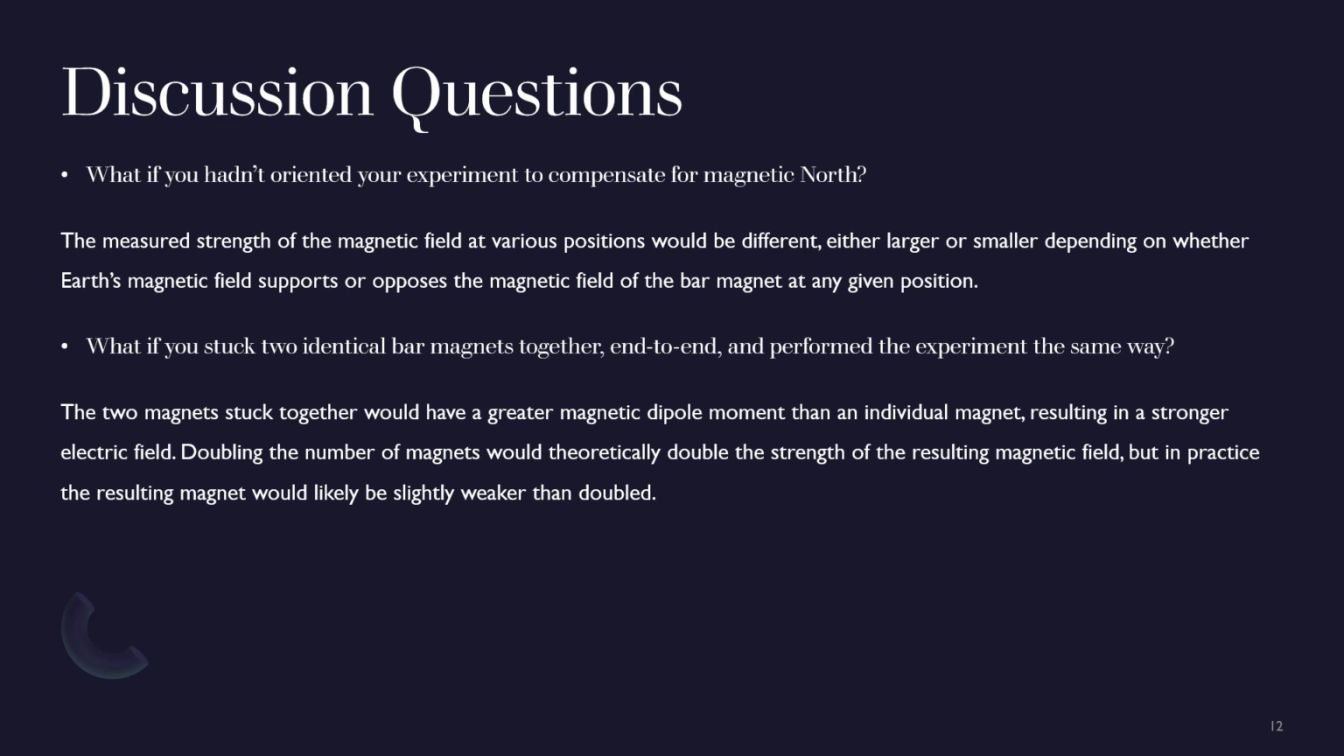If two of the magnets used in this lab were stuck together and then used, the resulting magnetic fields would be stronger than if a single magnet were used. The magnet would theoretically double in strength, though in reality the increased size of the bar magnet would cause the resulting magnetic field to be short of doubled in magnitude.